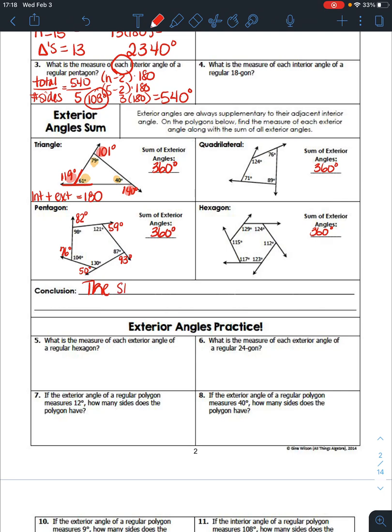So that's what we can learn from this. The sum of the exterior angles, the outside angles, is always 360 degrees. Where the interior changes as your shape gets more sides, your exterior angles get smaller and smaller, and they always add to 360. This is extremely important and very useful for what we're doing.